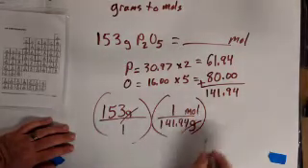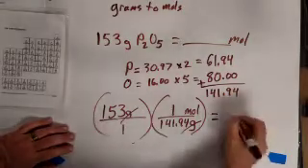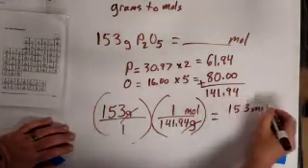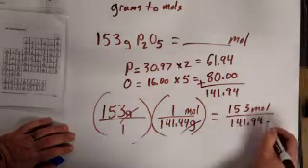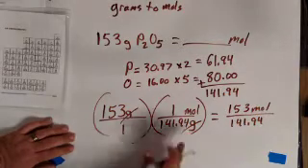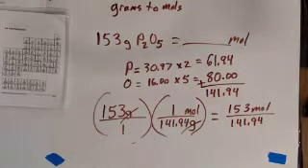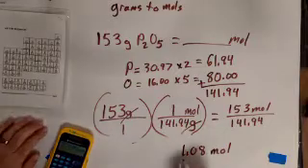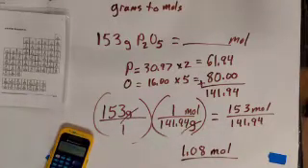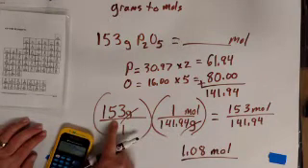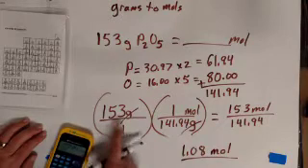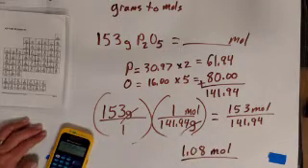141.94 grams. All right, so we multiply across the top, we get 153 moles. Multiply across the bottom, we get 141.94. We don't get grams because they canceled out. So then we divide. All right, so for our final answer, we get 1.08 moles. And this makes sense because 1 mole is 141 grams. We have 153 grams. So we're just a little bit over 1 mole. So this makes sense, okay?